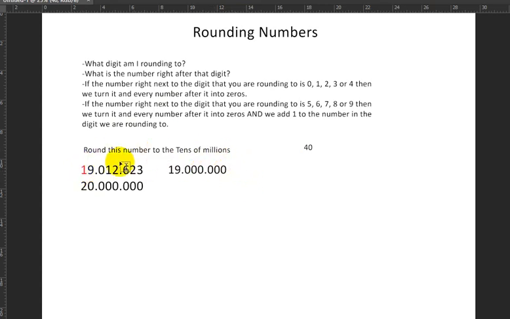When I ask you to round this number to the tens of millions, we look to the 9 to figure out: is this whole number closer to 10 million or 20 million? Because this is a 9, the number as a whole is closer to 20 million. Now, it is more accurate to say that this number is 19 million than it is to say that it's 20 million. But here we were asked to round to the tens of millions.